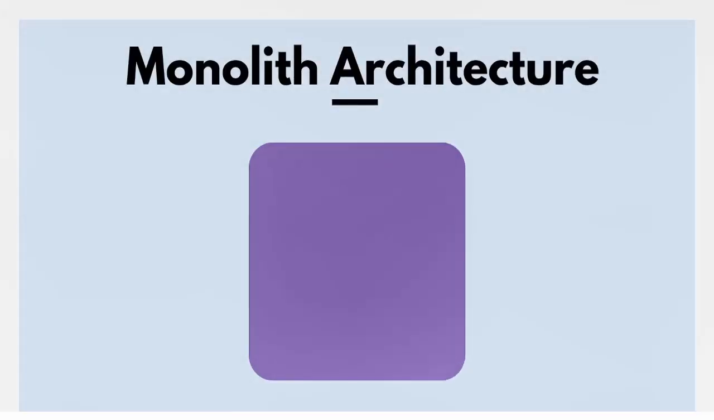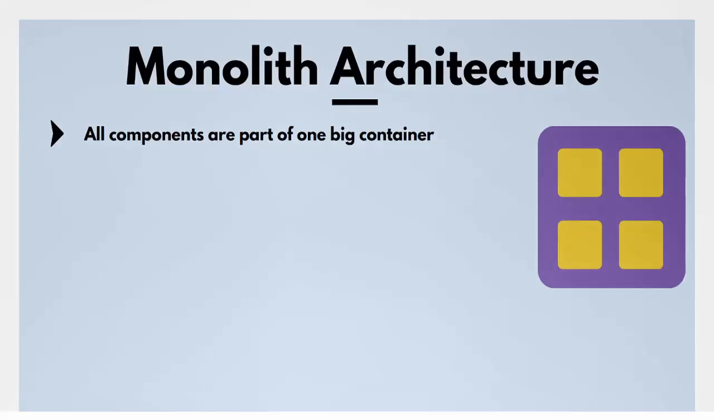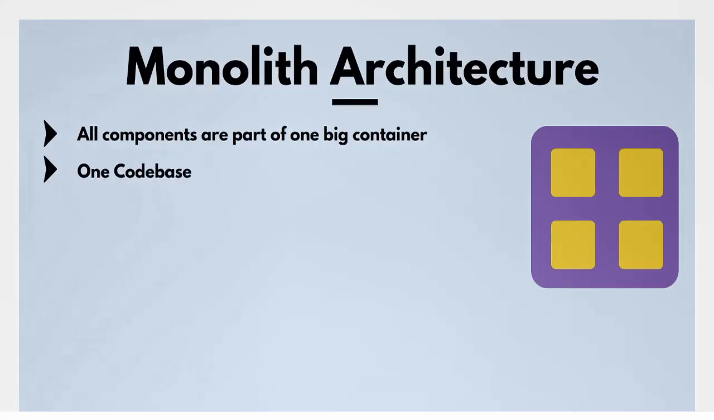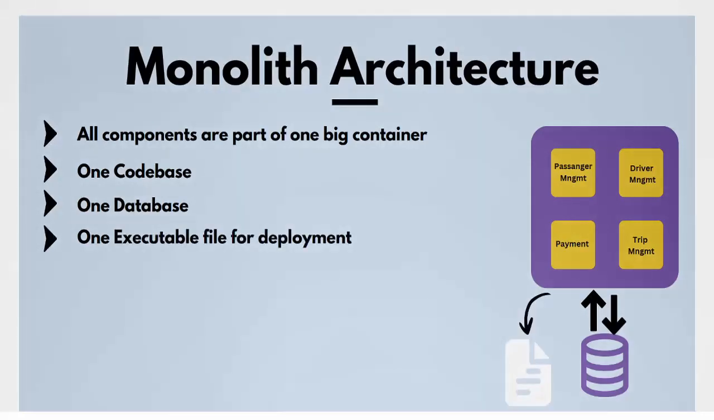The traditional way of building an application was an all-in-one application called monolithic architecture. Monolithic architecture is like a big container wherein all the software components are assembled together and tightly packaged with a common code base and a common database. For instance, for building a ride sharing application like Uber with monolithic architecture, all the components like passenger management, driver management, payment, and trip management will be part of a single code base. Also, there will be one executable file or directory for deploying the whole application, which makes deployment easier.